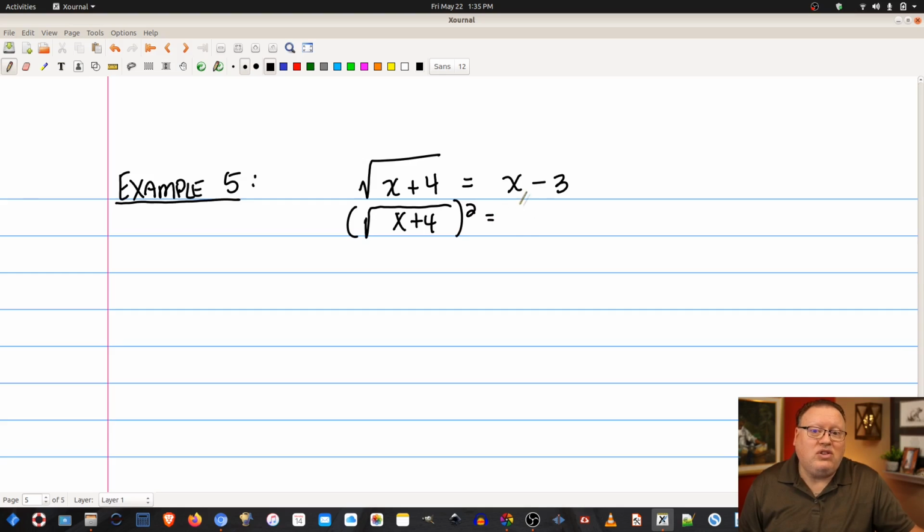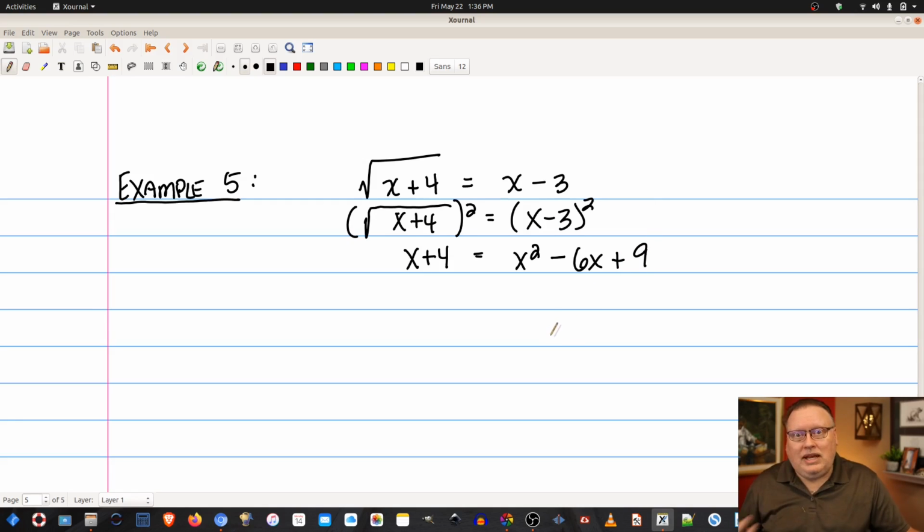Because if I square the right-hand side, I end up with a quadratic. Okay? So right here we're going to say the square root of x plus 4, that whole quantity squared, just gives me what's under the radical, which is x plus 4. And here, if I square this binomial, then we get x squared. And then I take the product, which is negative 3x times 2, is a negative 6x. And then negative 3 squared, and square the negative also. Negative 3 times negative 3 is a positive 9.